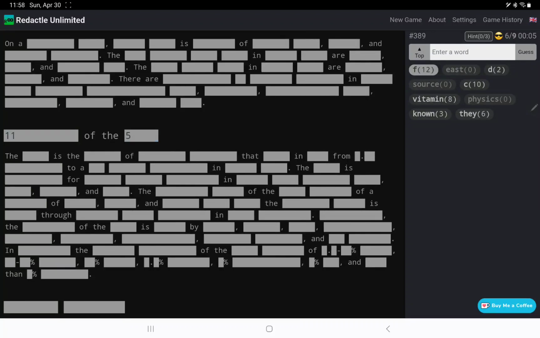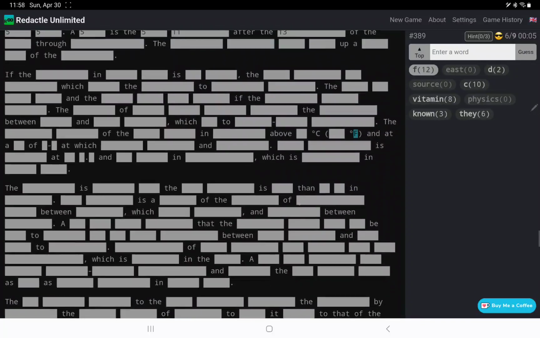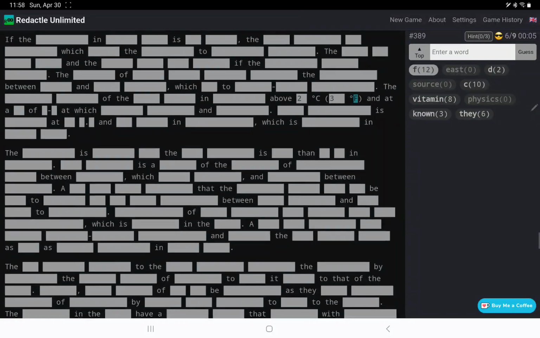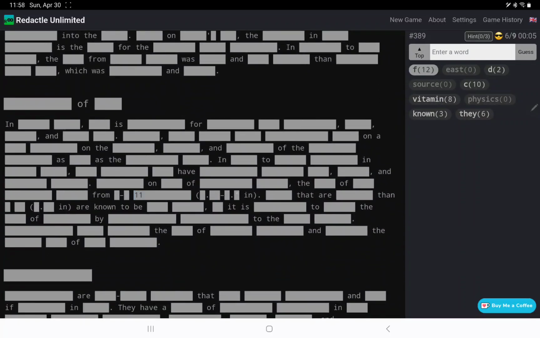We have some percentages. 11 of the 5. 8, 9. Not sure what this. Oh yeah, if I'd looked at my other C's instead of looking at my other vitamins. Looks like we have few extra degrees centigrade. Oh, but now we have so many centimeters or inches. The size of something something varies from this many something. Those that are greater than something are known to be 4, 6.